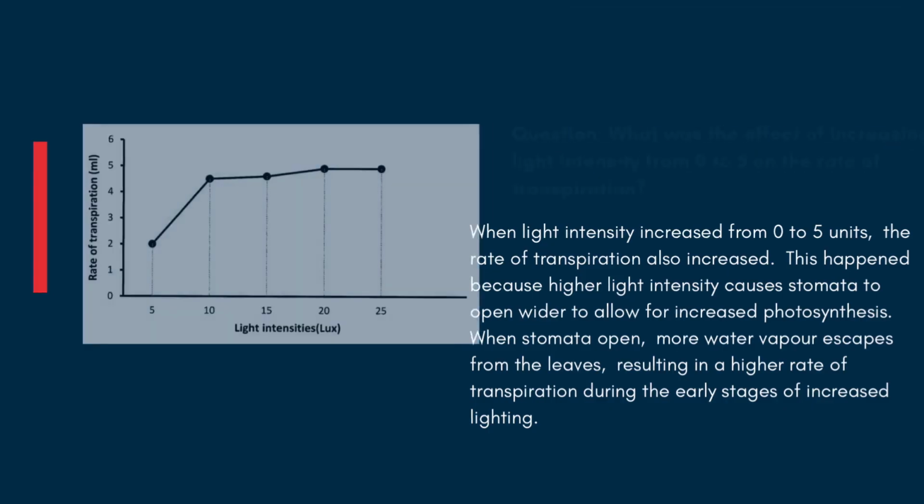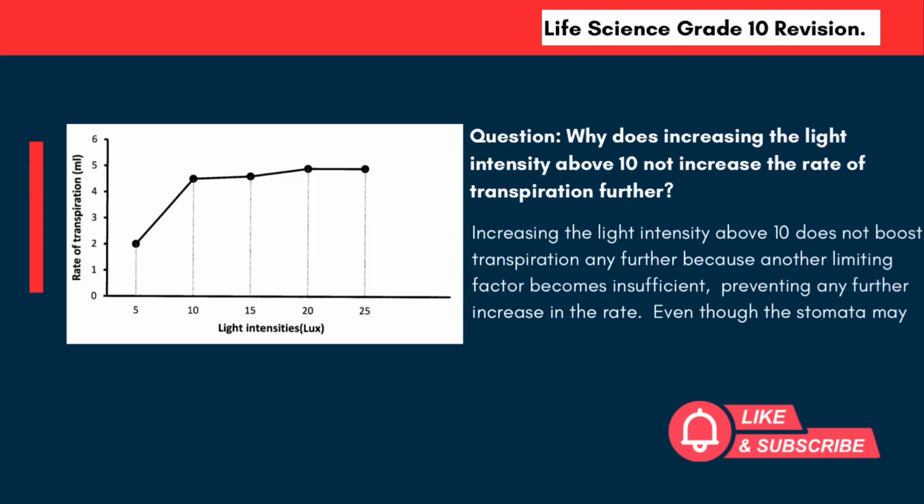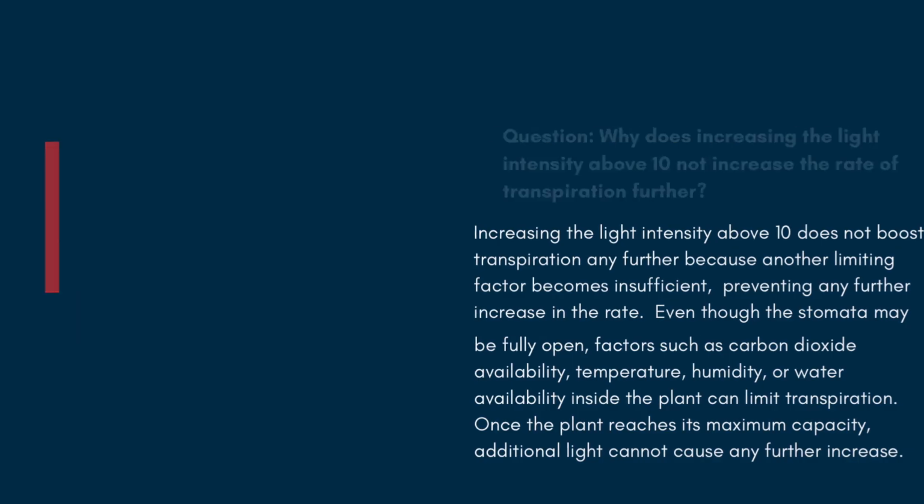stages of increased lighting. Question: why does increasing the light intensity above 10 not increase the rate of transpiration further? Increasing the light intensity above 10 does not boost transpiration any further because another limiting factor becomes insufficient, preventing any further increase in the rate. Even though the stomata may be fully open, factors such as carbon dioxide availability, temperature, humidity, or water availability inside the plant can limit transpiration. Once the plant reaches its maximum capacity, additional light cannot cause any further increase.